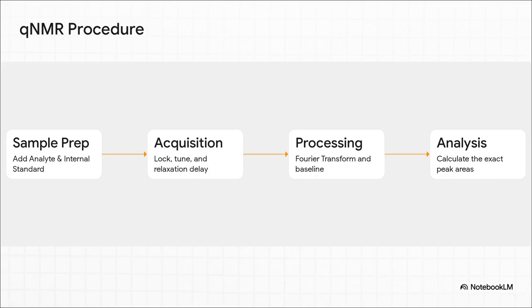Step 3 is data processing. This is where we apply a Fourier transform to unscramble the raw radio signals into a nice, clear spectrum and do our baseline correction. Finally, Step 4 is data analysis, where we carefully calculate those exact peak areas.